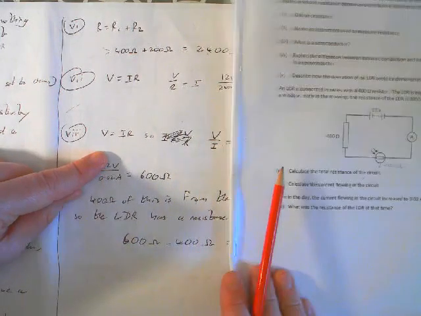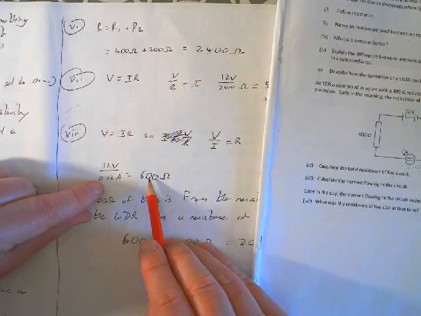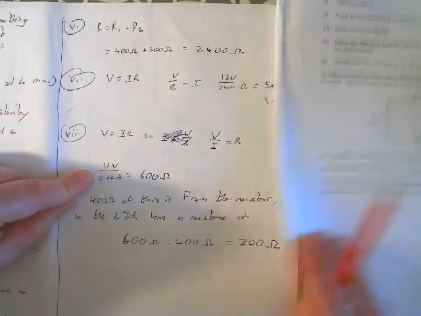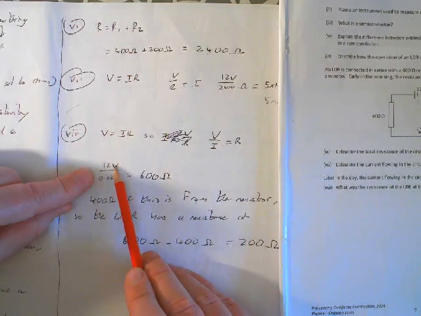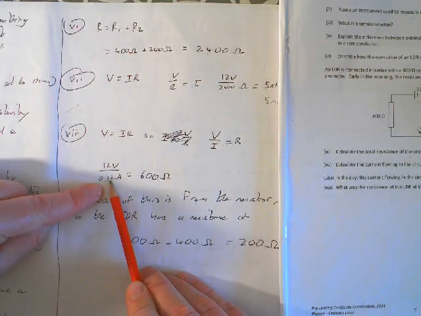For part 8, later in the day, the current flowing was increased to 0.02 amps. What was the resistance of the LDR at that time? Okay, so this time we're going to get the total resistance from the current first, and then we're going to take into account the second resistor.